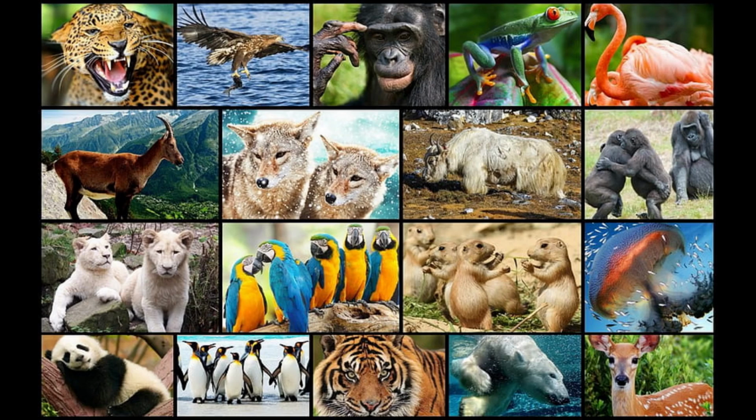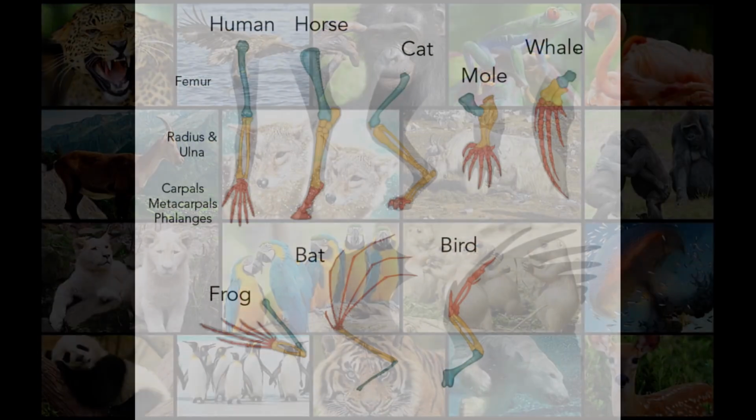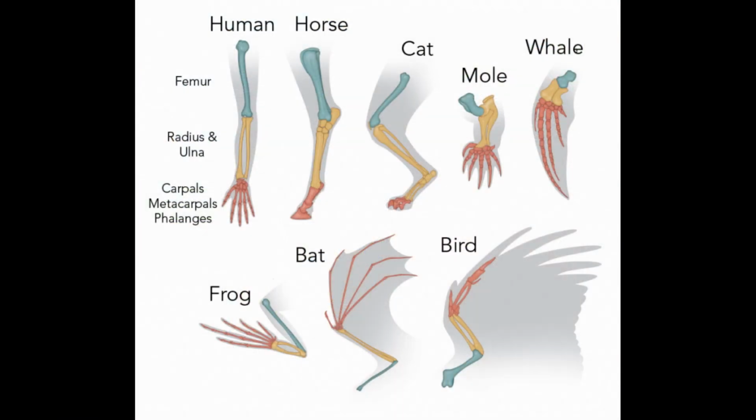For example, let's take a look at the skeletons of some animals. In this case, the bones of a limb such as an arm. A horse, a mole, a cat, a whale, a frog, a bat, a bird, and a human. Although they are not entirely the same species, they all have a similar bone structure. Take a look at your own arm and see for yourself.